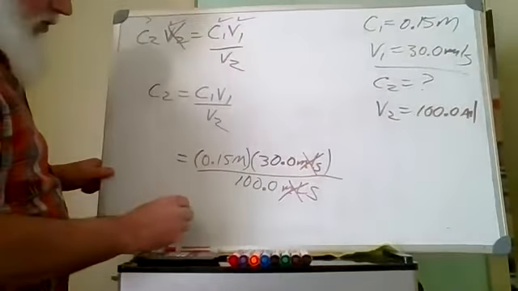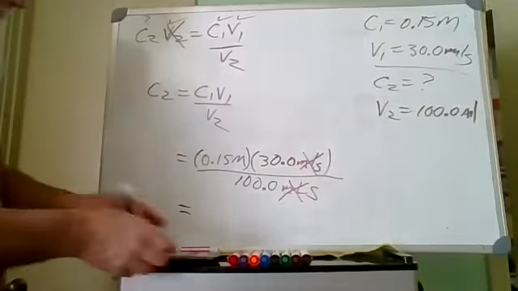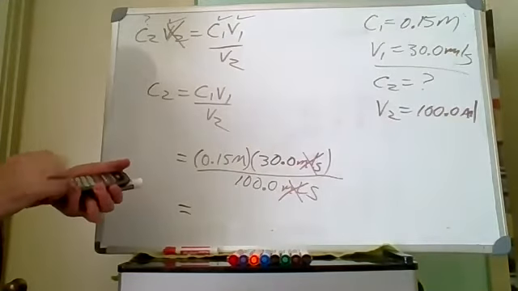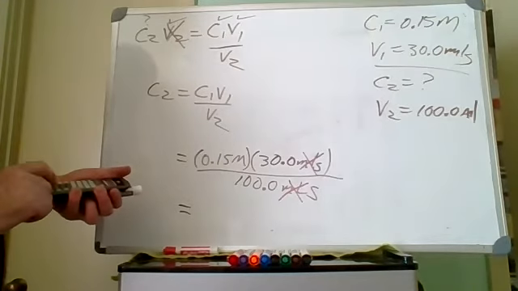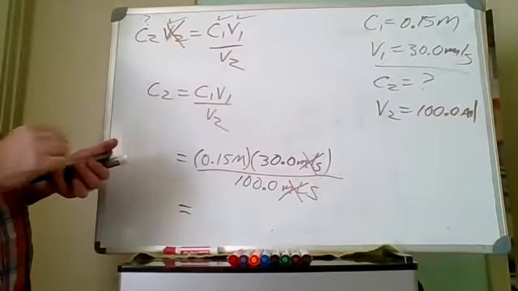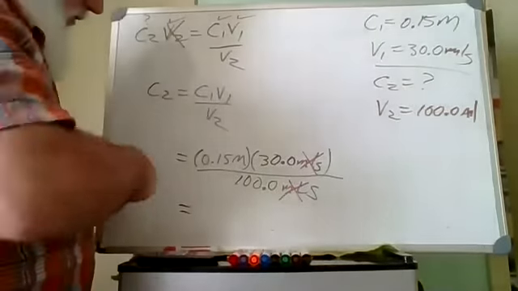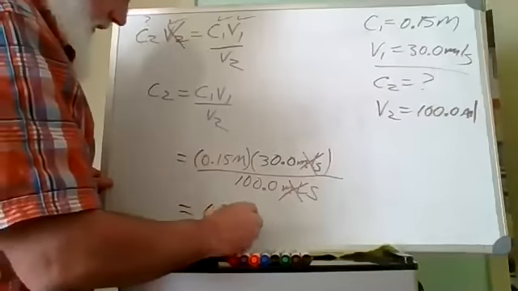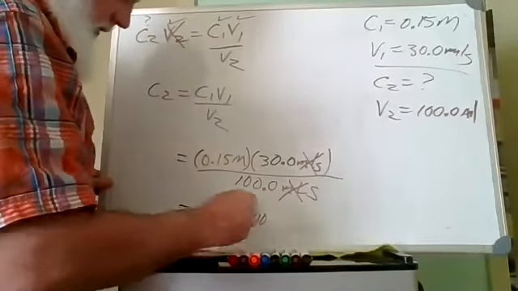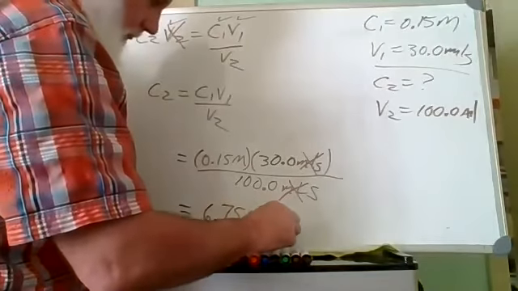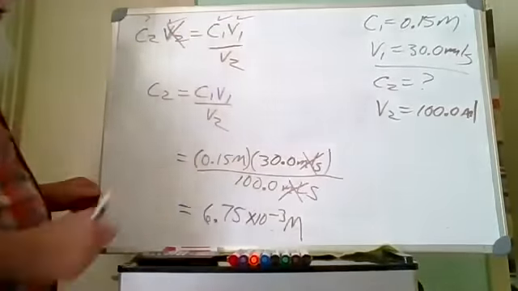So my final concentration is 0.15 times 30 divided by 100, and it had better be less than 0.15. So 6.75 times 10 to the negative third molar. The only unit left is molar.